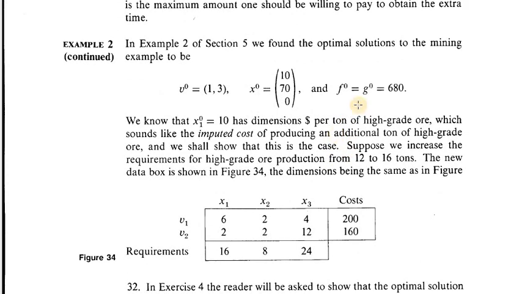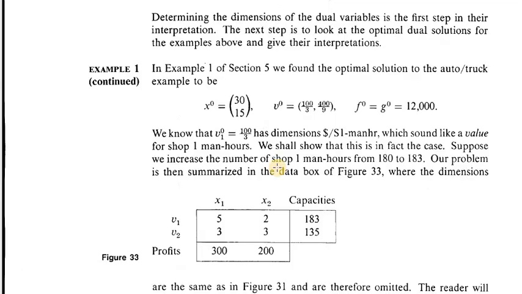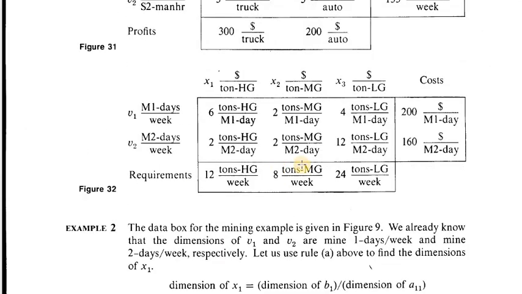Now let's work in the other direction and start with the minimum problem and see what the dual problem means in that case. So this one is for the mining example, which we have the tableau. Well, the tableau is up here. And we want the units for the x variables. So in this case, the x variables have dollars per ton. And this is dollars per ton of the different types of ore.